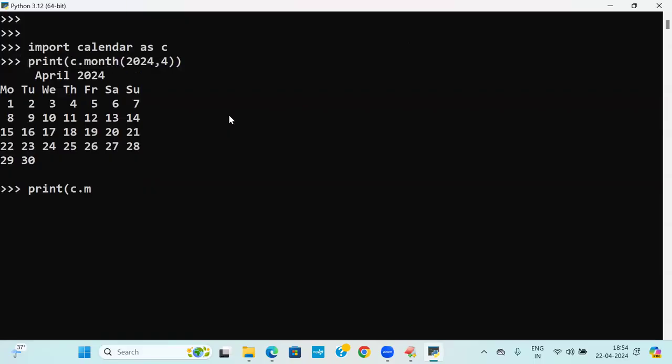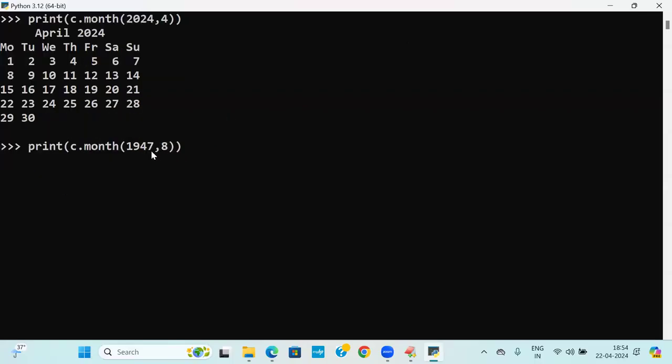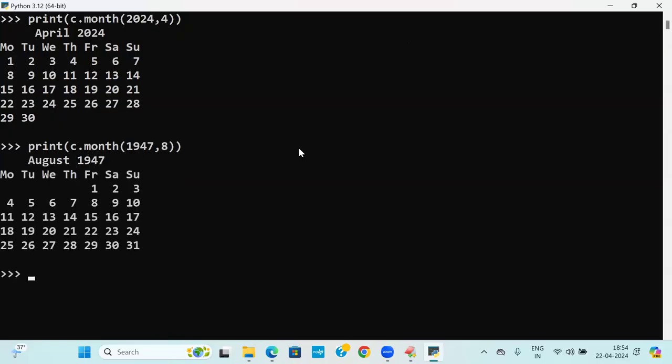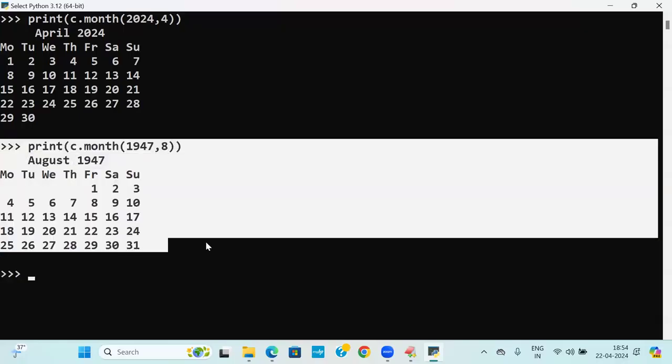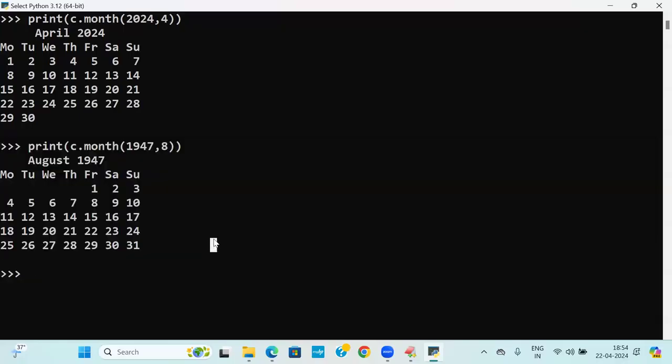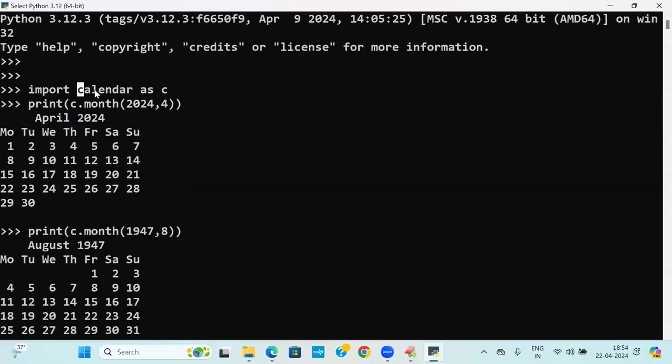Print of C dot month of 1947, our freedom fighting year, and the next is the 8th month. August 15th is a Friday, the Independence Day. You see, on this calendar, what is it called here? Module. What is this calendar called? Module. That I am taking, and you are going to get this.